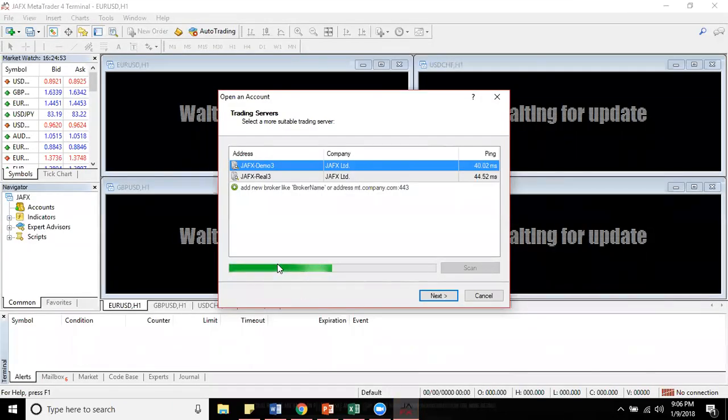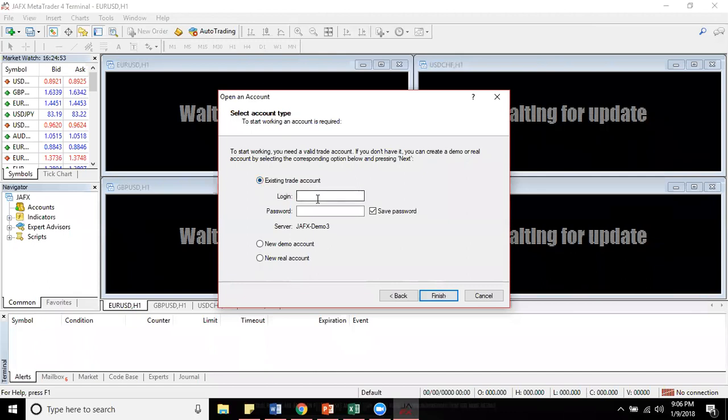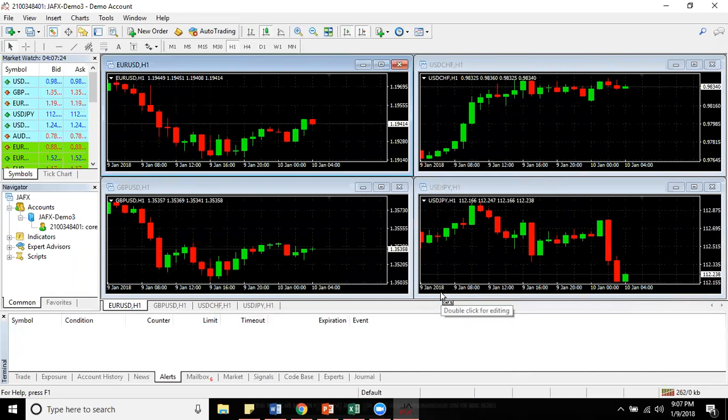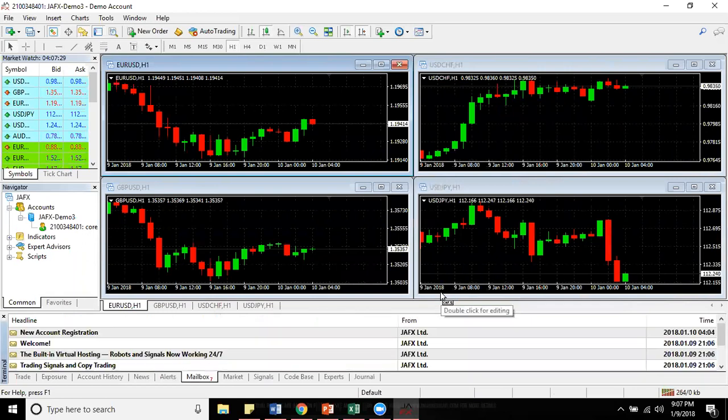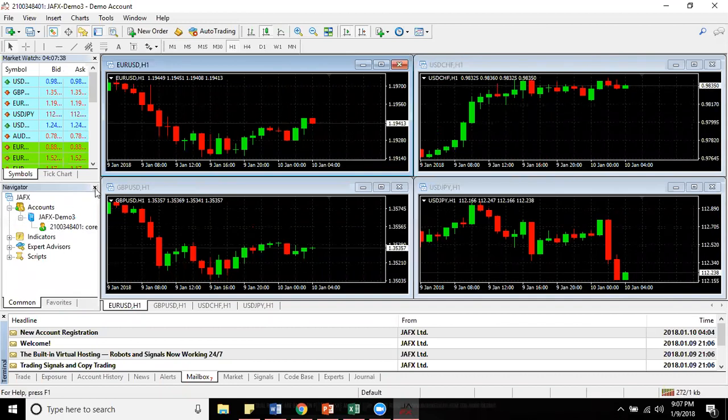All right. So once it opens up, this is what you're going to see. It's basically a brand new MT4 terminal. So you're going to click on the JAFX Demo 3, hit next, existing trade account. Now this is where we enter the information that you took a screenshot of or jotted down when we opened the demo account. All right, so once you log in, you'll hear the little sound. Incoming mail. All your alerts are popping up. It's going to show you over here on your navigation your accounts, what you're logged into, and things like that. You can X out of that.